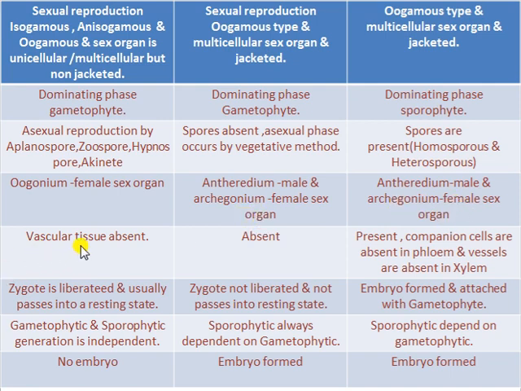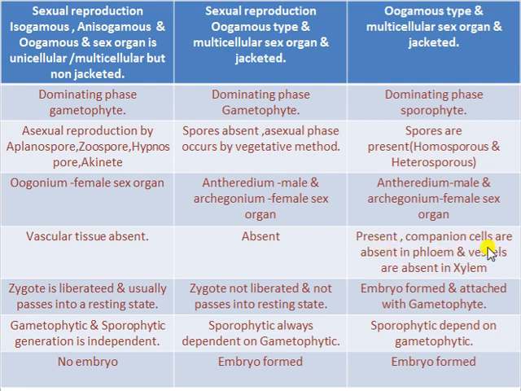Vascular tissue: if you go for the thallophyta, obviously vascular tissue is absent because no xylem or phloem is present. Entirely the body is thallus-like, so no differentiation of tissue is found. In the bryophytes also, no vascular tissue is present, that means there is no xylem, no phloem.